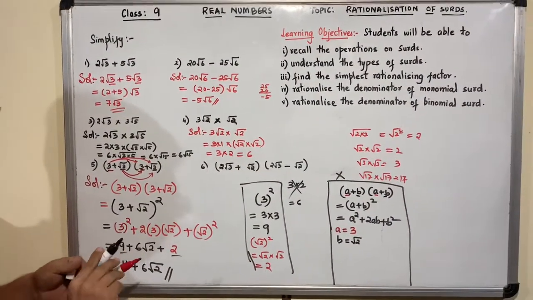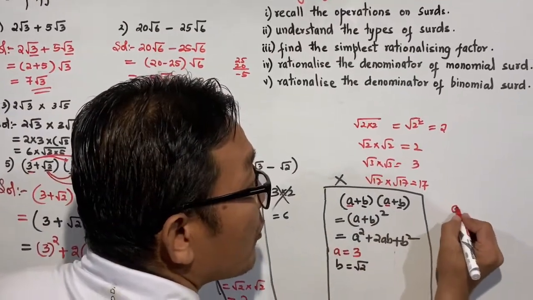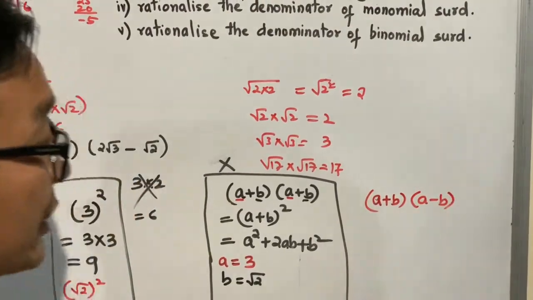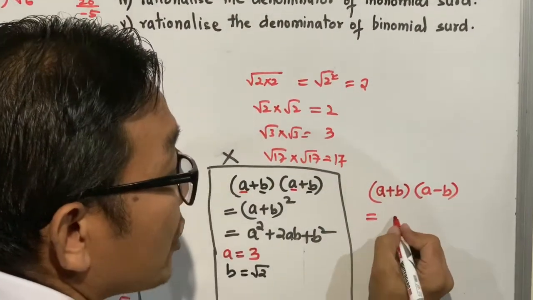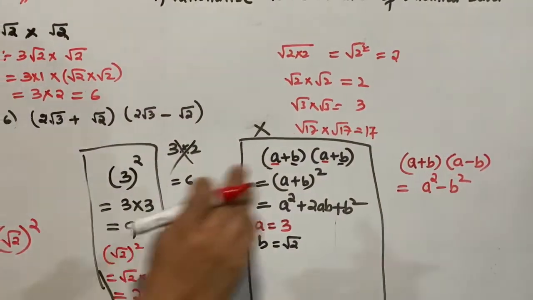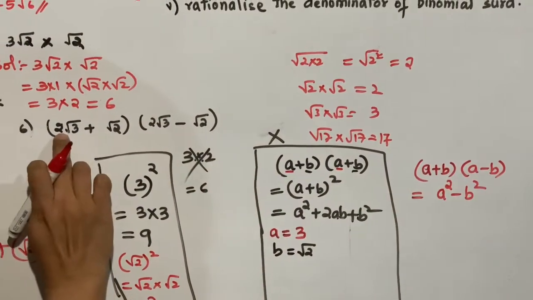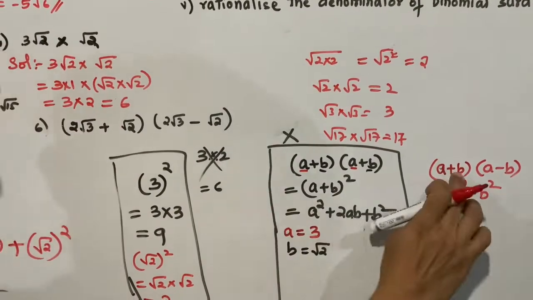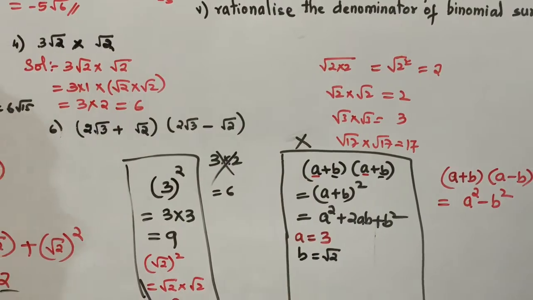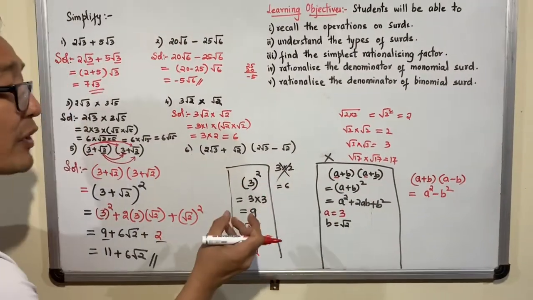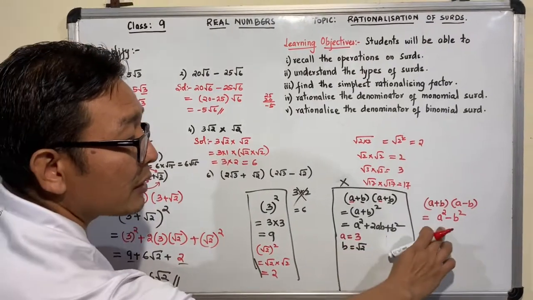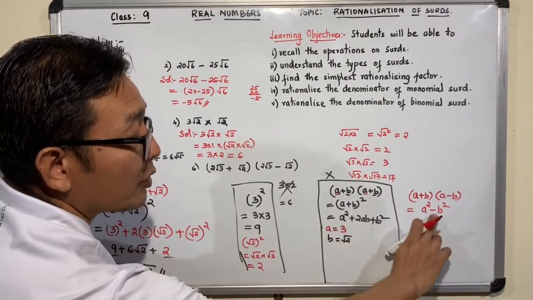Apply the formula, A plus B times A minus B, which gives A square minus B square. So look at the question: A is 2 root 3, and B is root 2. Substitute and simplify.